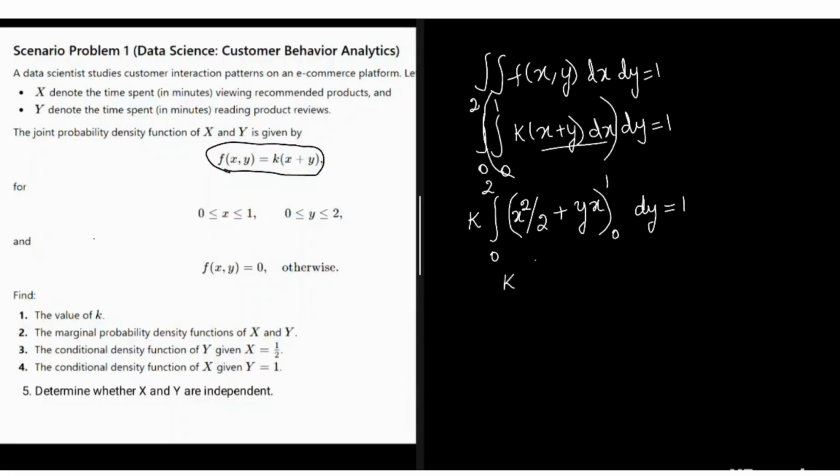Next, k into the integral from 0 to 2, substituting the limits in place of x. So it is 1 by 2 plus y. Substituting the lower limit, both the terms will become 0. So this thing into dy is equal to 1. Now you have to do the next integration. The integration of 1 by 2 with respect to y is 1 by 2 y. For the second term it is y square by 2.